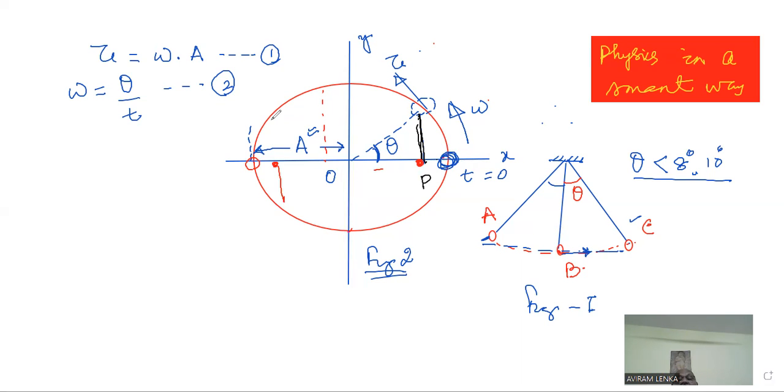So continuously as the body goes on and on around the circle, the foot of the perpendicular is moving up and off, and that oscillates on the x-axis. So the motion of the foot of the perpendicular is simple harmonic here. You have to take my word, that we shall establish also. So the motion of the foot of the perpendicular is simple harmonic motion.